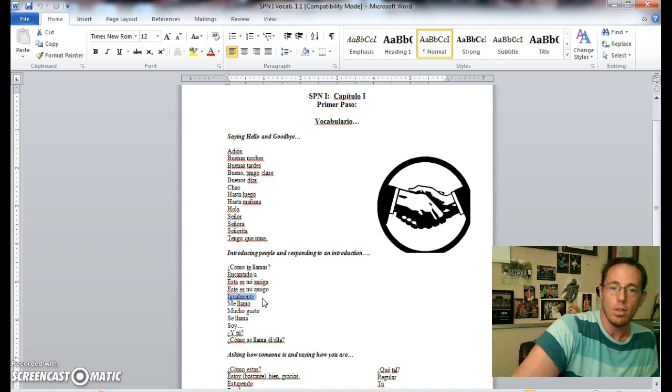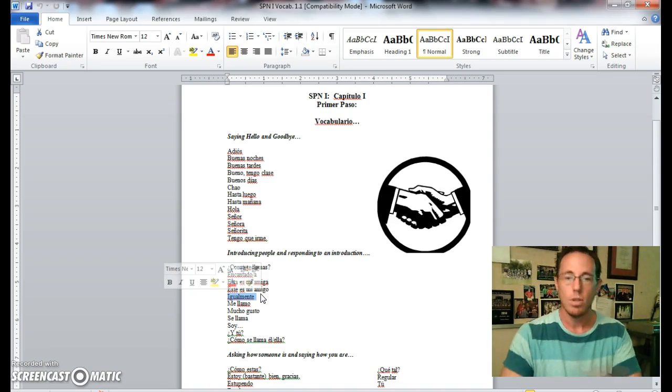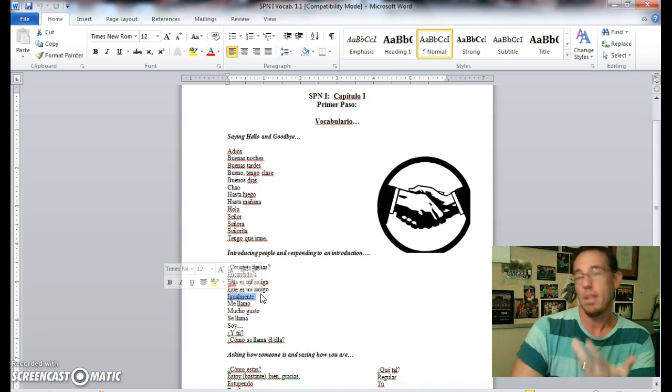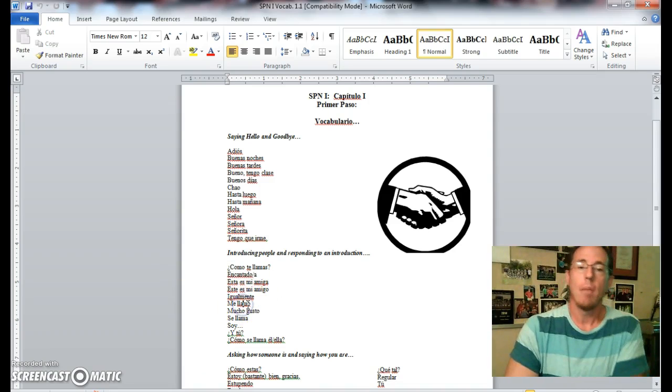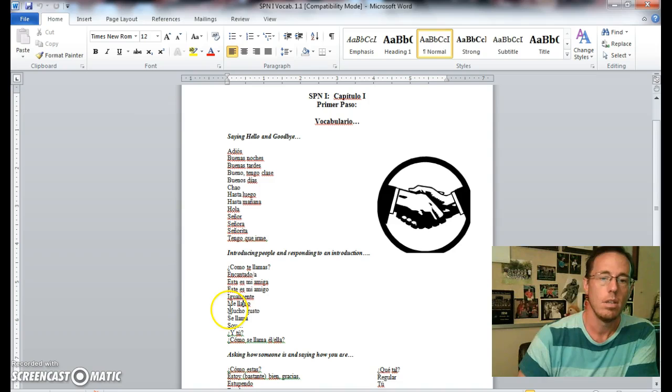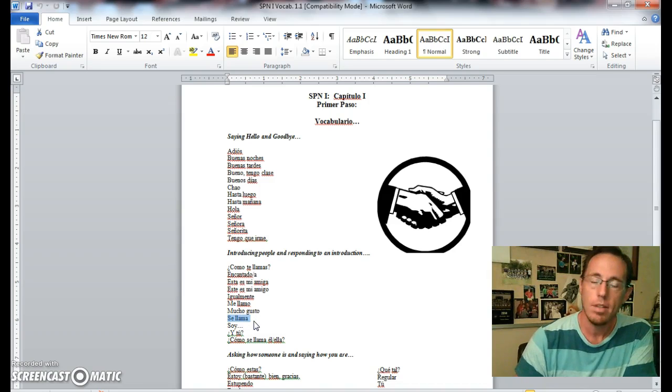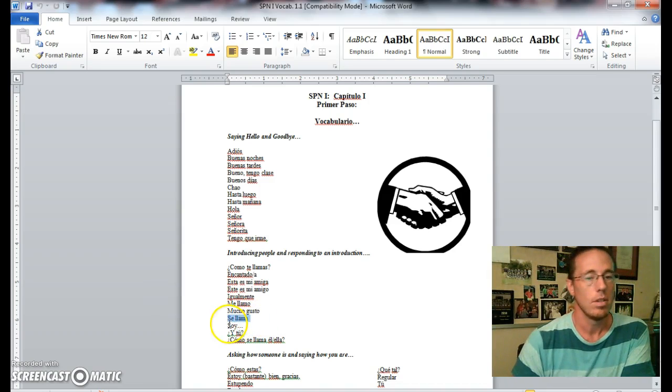Igualmente means likewise. So if someone were to say encantado or mucho gusto, saying it's nice to meet you, you would say igualmente. Likewise, it's nice to meet you also. Me llamo, my name is. Mucho gusto, nice to meet you. Se llama, his name is, can also mean her name is.